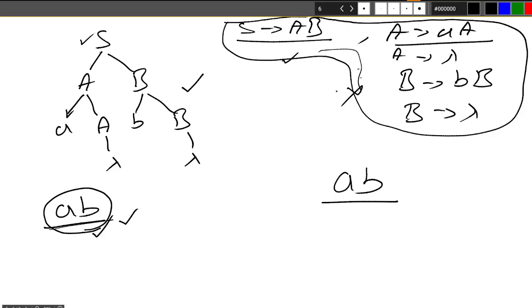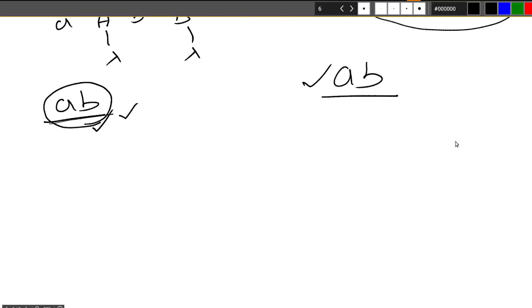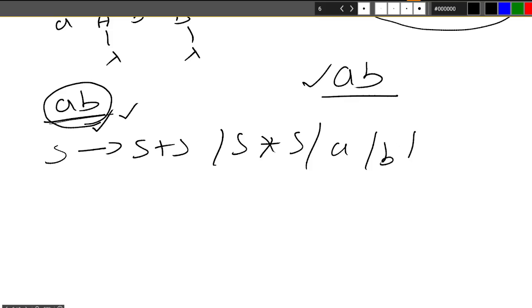Sometimes these rules are not defined nicely. In that case you may get a different derivation tree for the same sentence. Those grammars will be called ambiguous grammars. I will tell you one example of an ambiguous grammar. Maybe I will write it here and discuss it in the next class. S gives S plus S, S star S, A, B, C. This is a simple grammar.